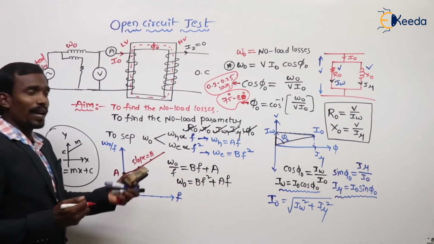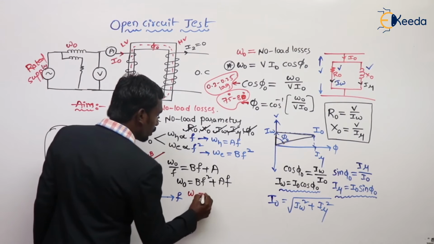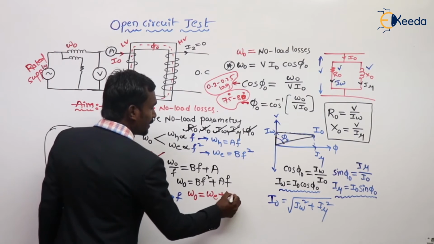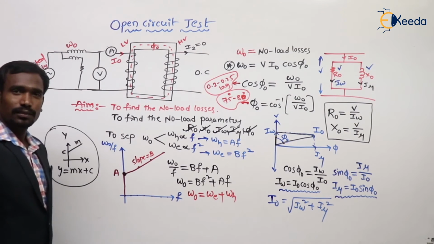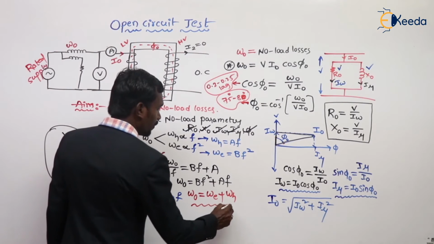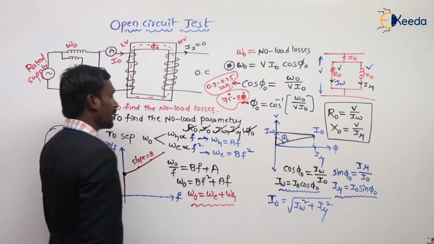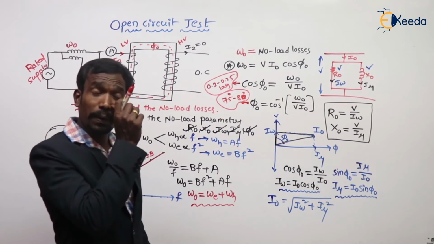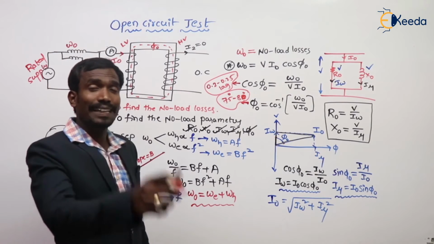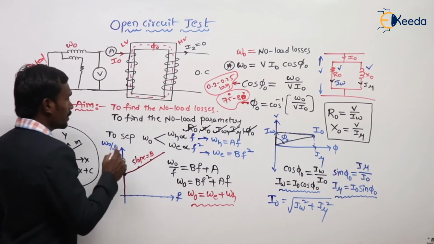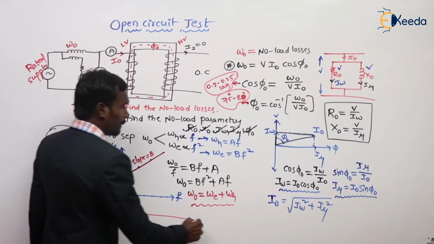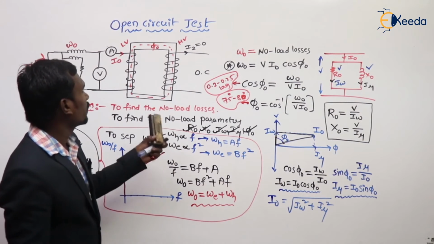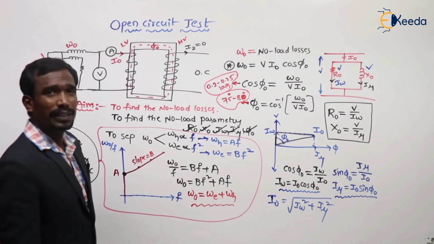From this equation, W naught, nothing but the no load losses, is equal to b f square, which is nothing but eddy current losses, and a f, which is nothing but hysteresis losses. This is the separation of iron losses into eddy current and hysteresis losses. This is also very important. They will ask you a question in your GATE exam. This is the separation of losses. This is simply our transformer open circuit test.